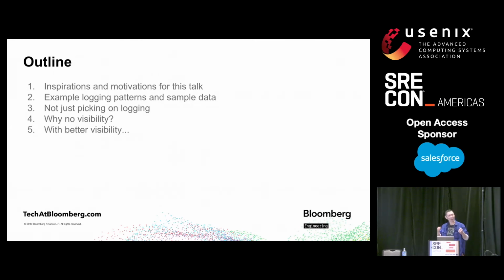Okay, so here's the outline of what I want to cover. First, some inspirations for this talk. It's been almost 30 years since I spoke at USENIX, so something had to make me want to do this. Then, some example logging patterns and data. One key takeaway is that I'm not just focusing on logging; it's really about visibility. I want to go into why we're in this state and how we might work our way out of it. And I'll close by looping back to logging and seeing what better visibility can potentially buy us.